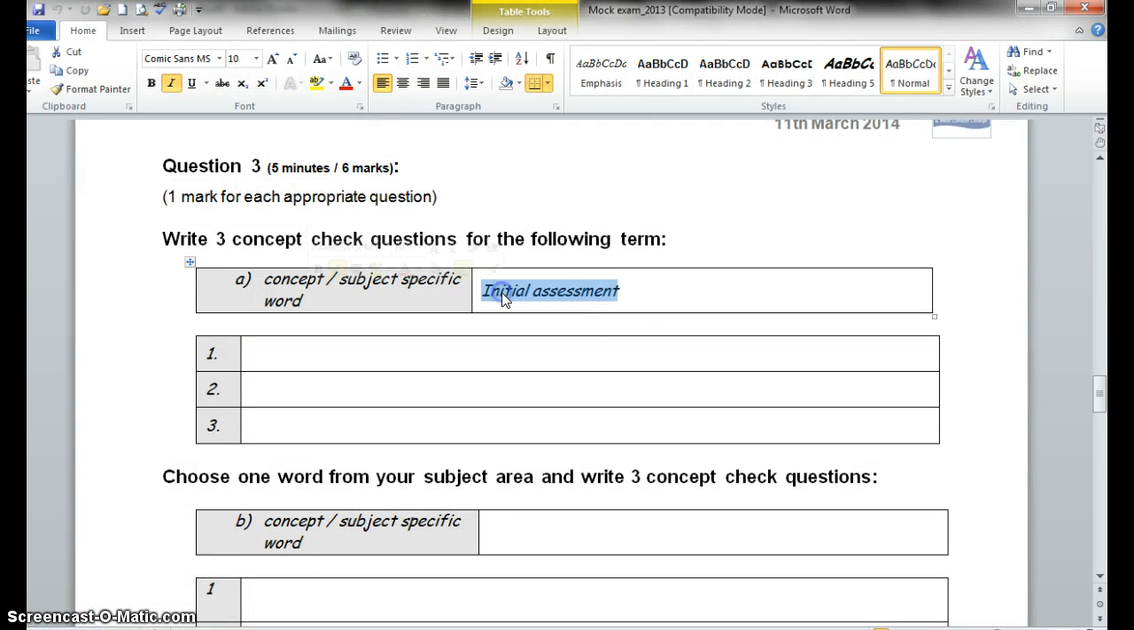I wanted you to write concept questions to check the meaning of initial assessment. So for example, is it an assessment that happens at the beginning of the course or at the end of the course? Is it an assessment that happens when somebody's on the course or before somebody gets on the course? Is it an assessment that happens to decide someone's suitability for a course? That kind of thing.